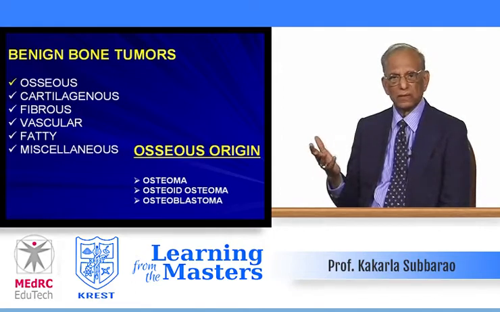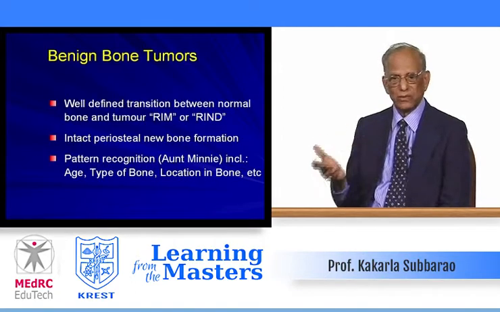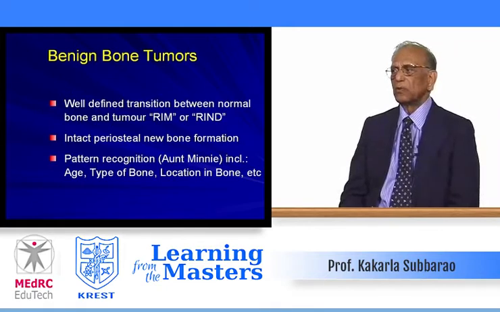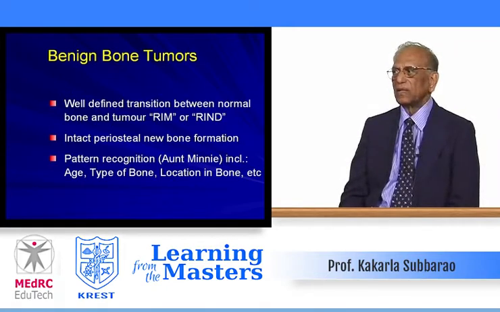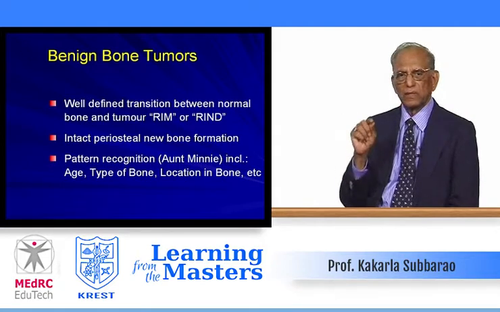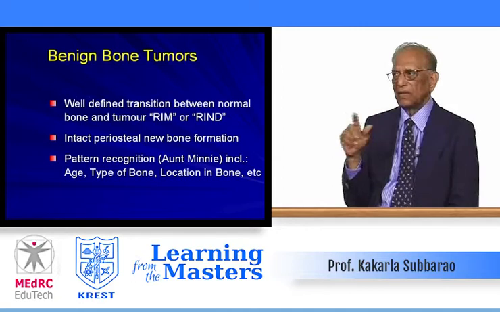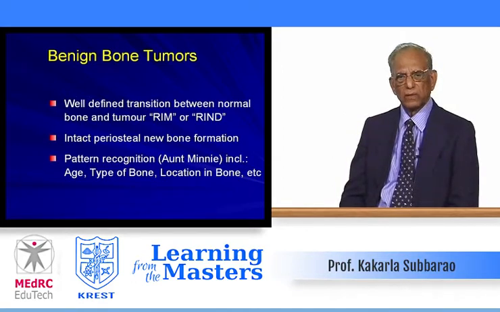Osteoma, common, osteoid osteoma, osteoblastoma. In general, benign bone tumors will have a well-defined transitional zone between the normal and the abnormal. Sometimes it is called a rim or even a rind. Periosteal new bone formation is rare, but if it is present, it is intact. It is not multilaminar or aggressive type of periosteal reaction.